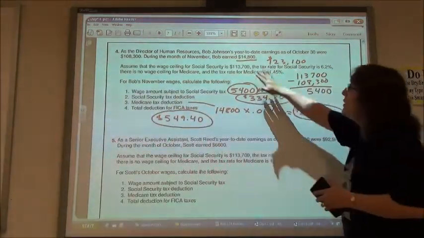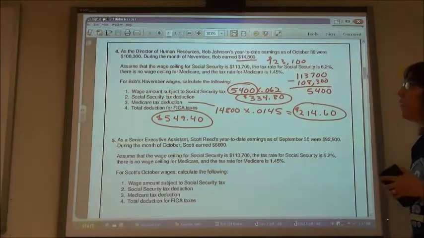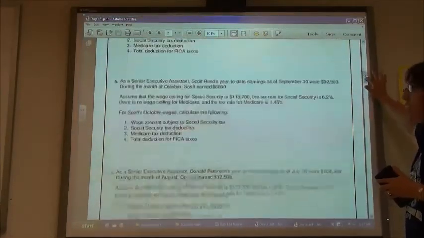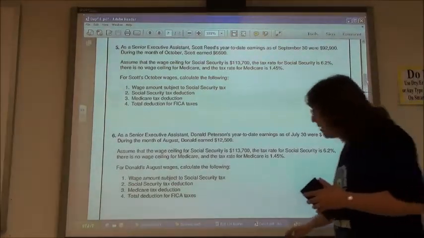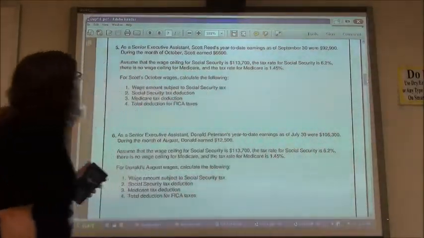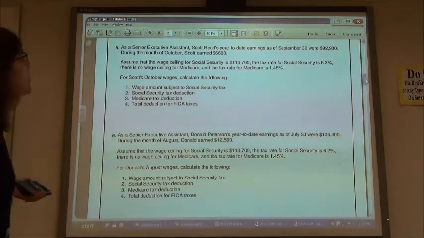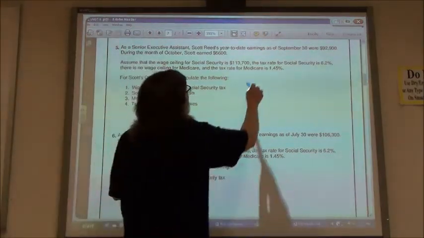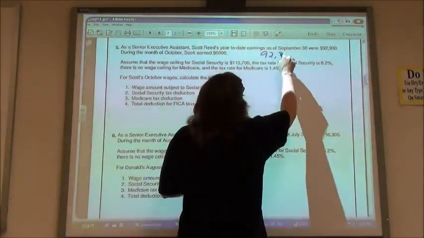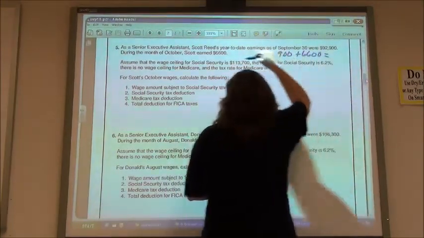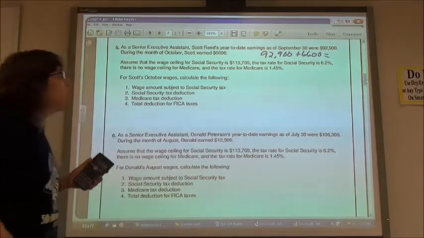These ones are a little tricky because you've got to watch for that wage ceiling for Social Security. Number 5, we'll be doing the same thing. We'll see what it does here. It says, as a senior executive assistant, Scott Reed's year-to-date earnings as of September 30th were $92,900. During the month of October, Scott earned $6,600. So we're going to take his $92,900 plus his $6,600 to see if we're above or below that earnings.